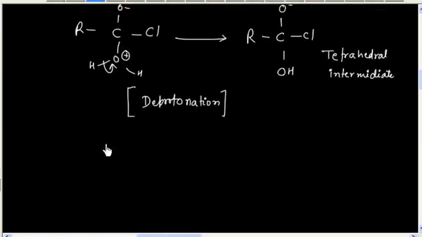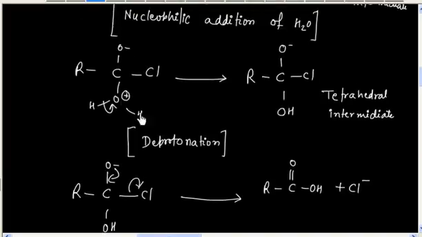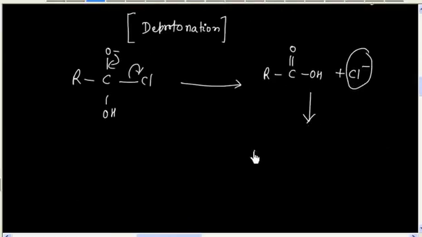Now in the next step, this negative charge can expel this Cl minus and finally we will have acid plus Cl minus. Now in this step we have released 1 mole of H plus. So this H plus and this Cl minus can combine. So finally we will have RCOOH and HCl as the product.